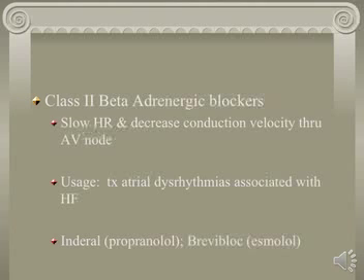Nursing considerations for Class 2 include monitoring heart rate and blood pressure, because we do know they can cause hypotension, monitoring for hypoglycemia in patients with insulin-dependent diabetes, because they may inhibit glycogenolysis. We need to make sure that patients report a pulse less than 50 and to caution them about changing their position slowly.